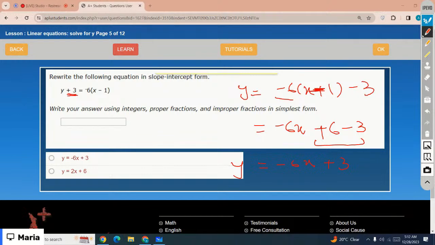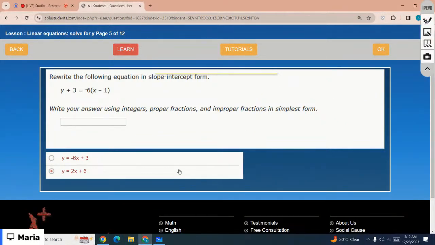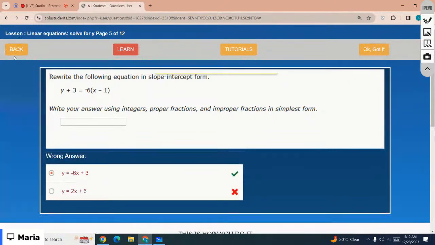Got it? Okay, you can complete the lesson by yourself later today. Let me just move on to the next lesson.